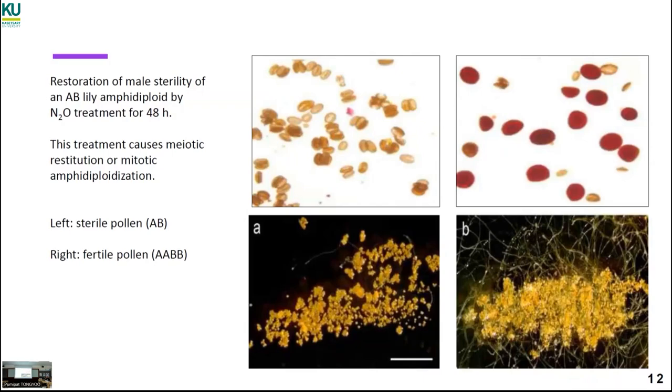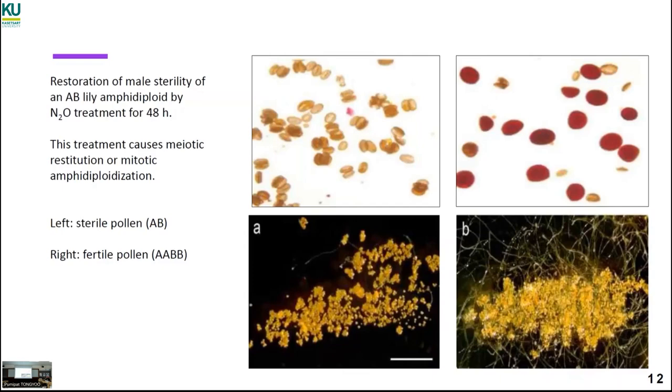How can you see that? Quite easy. If you don't do the treatment, you see here that the pollen is sterile. If you do the treatment, you can see here some pollen are much bigger, well filled, meaning that these pollen grains escape from sterility and they are unreduced. So a very nice example. You also can see it here from the pollen at a lower magnification. If you have fertile pollen, you get beautiful growth of the pollen tube. In other words, restoration can be done with laughing gas.